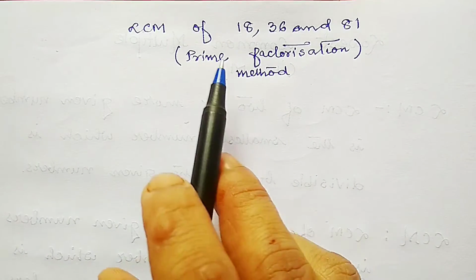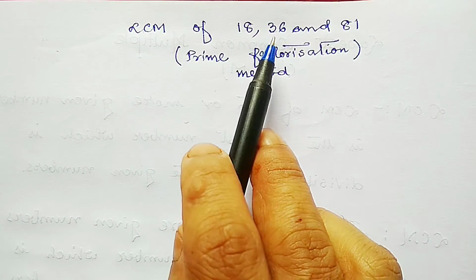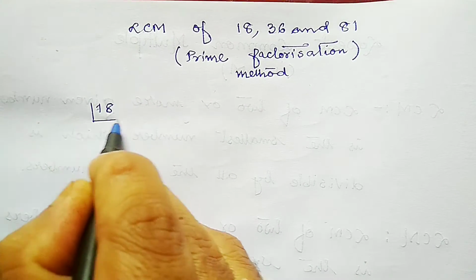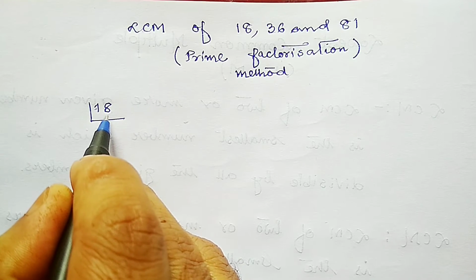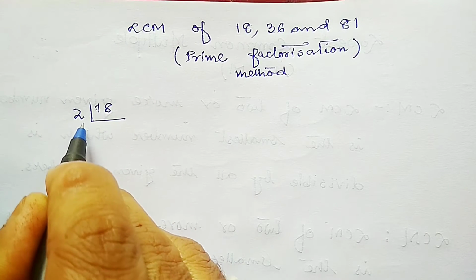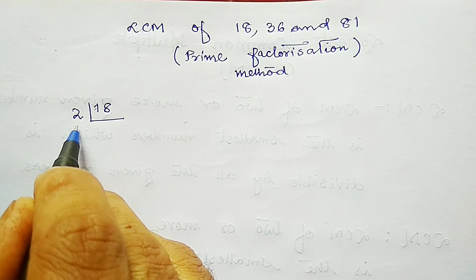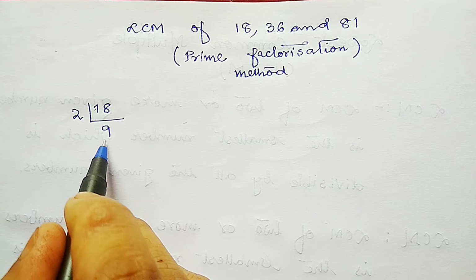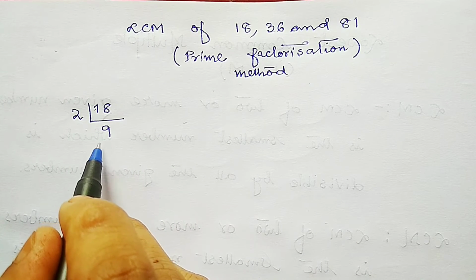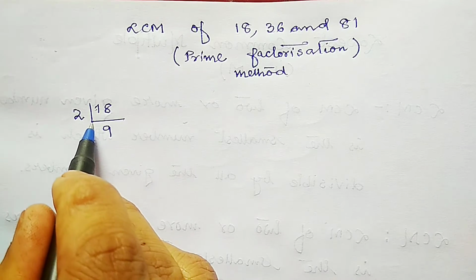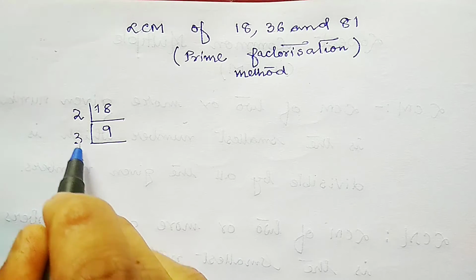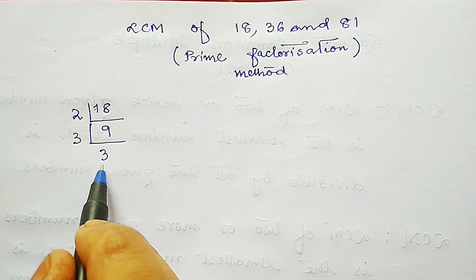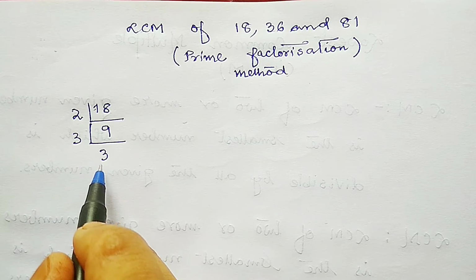Now I will show how to find the LCM of 18, 36 and 81. In the case of 18, we are going to divide it by 2 because the last digit is 8, which is divisible by 2. We always start from 2 because it is the smallest prime number. We know 2 9s are 18. Now since 9 is not divisible by 2, we are going to try with the next prime number, that is 3. If I divide 9 by 3, it will be 3 3s are 9.